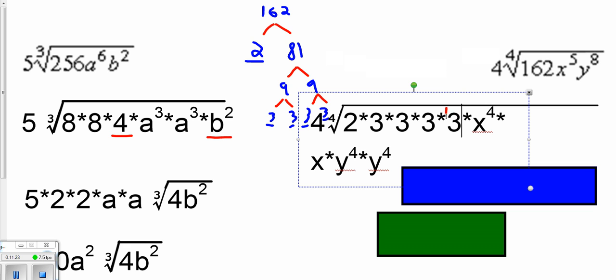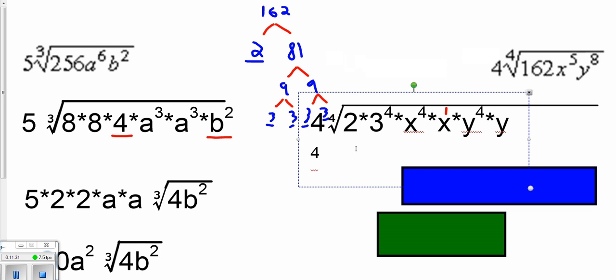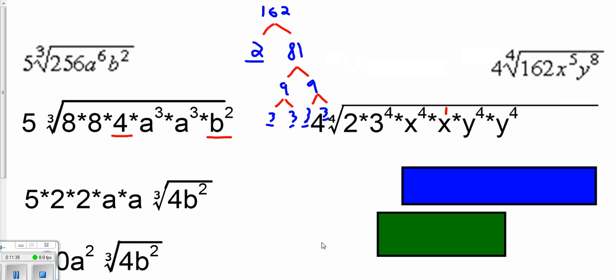3, 3, 3, and 3. This is all the same as just saying 3 to the fourth power. So we have 2 times 3 to the fourth power times x to the fourth power times x to the first power times y to the fourth times y to the fourth, all underneath this square root.